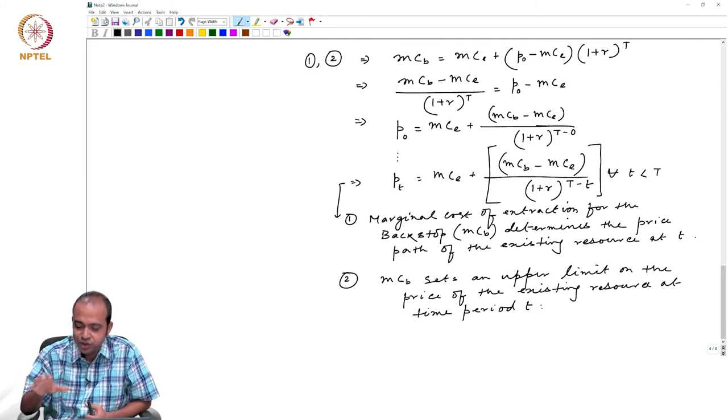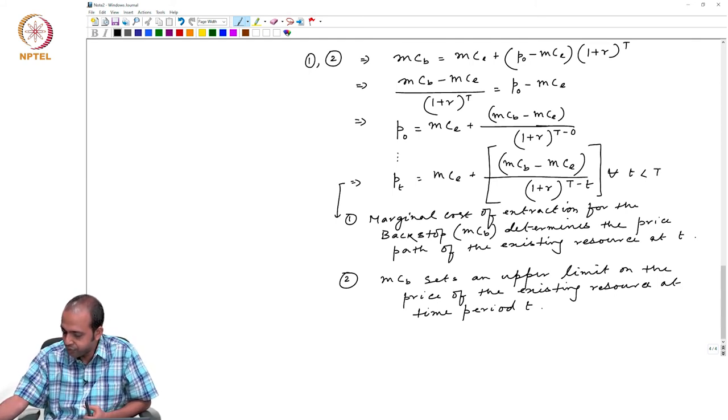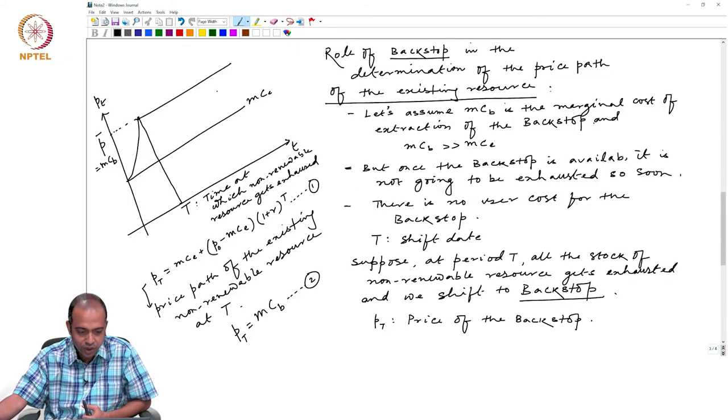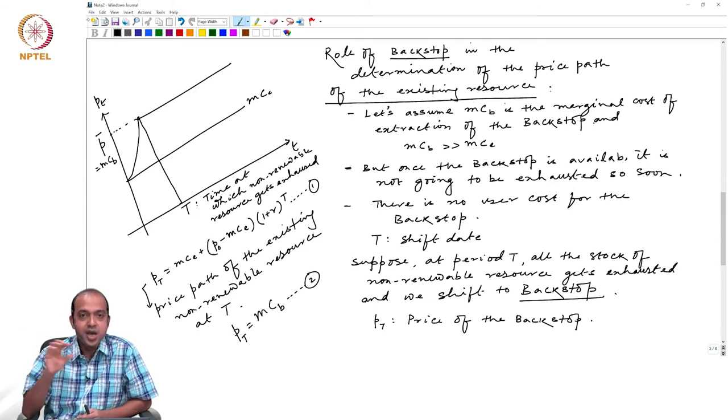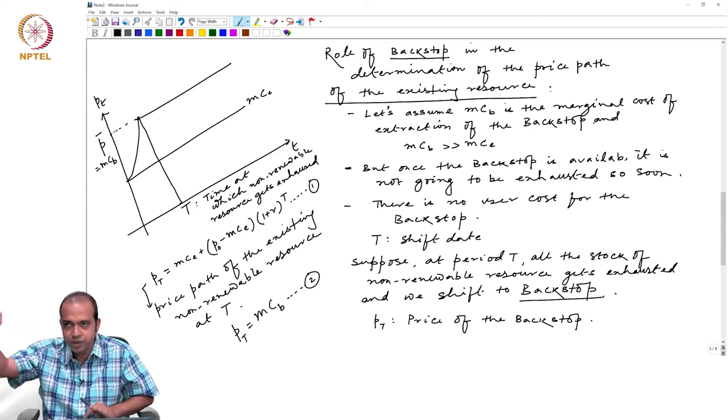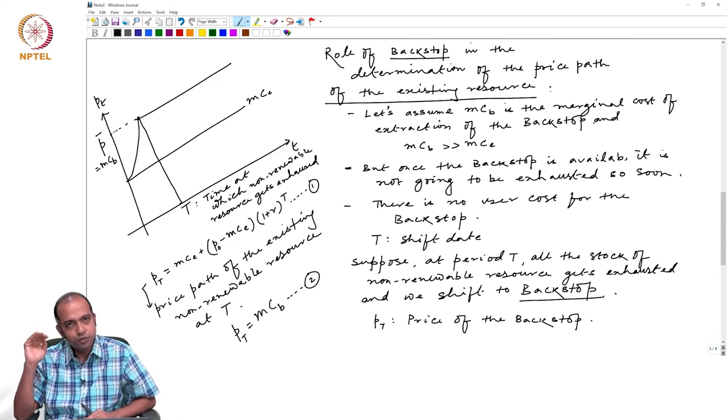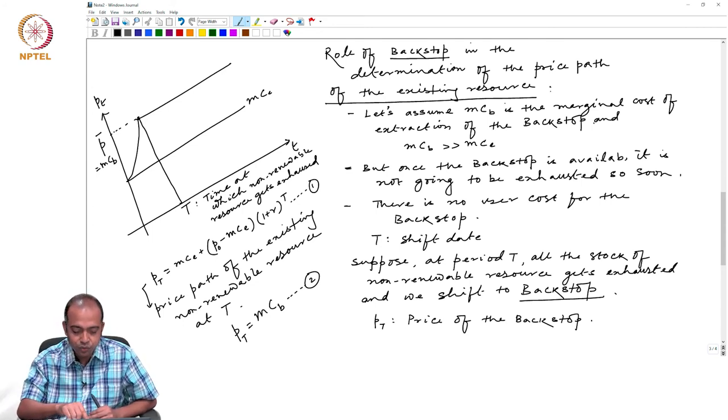Now, from this equation, what we basically did, I will repeat once again, these two equations, equation 1 and 2. Equation 1 determines the price path of the existing resource at time period capital T, that means at ship date. Assuming the resource is still available, what is the price path? We assume that T is the ship date when the existing resource will get exhausted and we will shift towards the backstop. How difficult it would be to shift towards the backstop will be captured by this marginal cost of extraction, MCB.